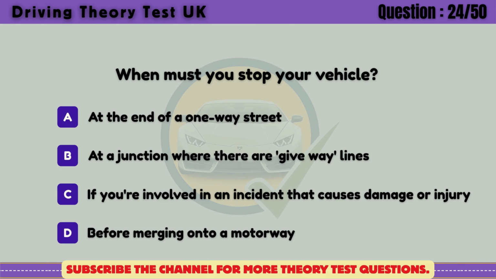Question 24. When must you stop your vehicle? Option A. At the end of a one-way street. B. At a junction where there are give-way lines. C. If you're involved in an incident that causes damage or injury. D. Before merging onto a motorway.